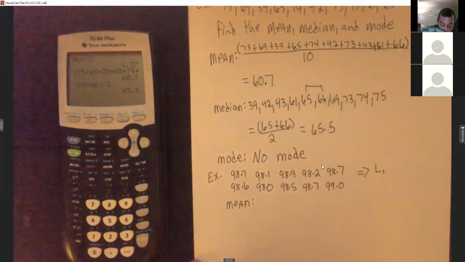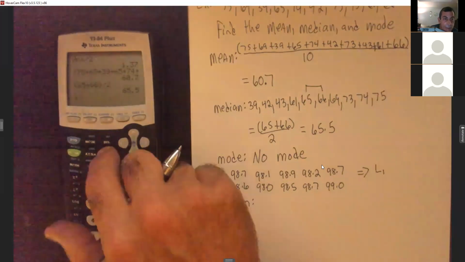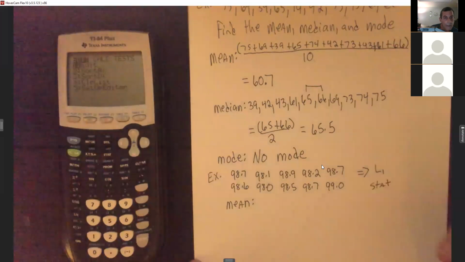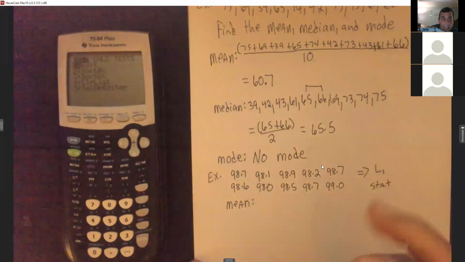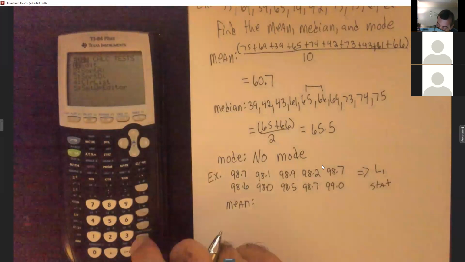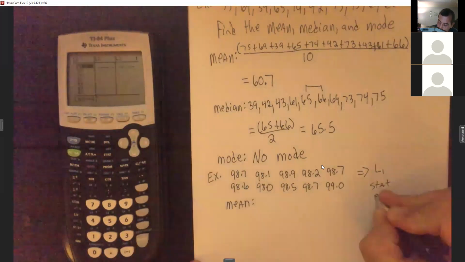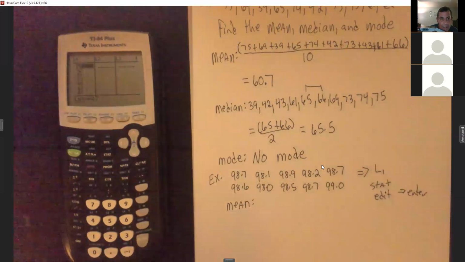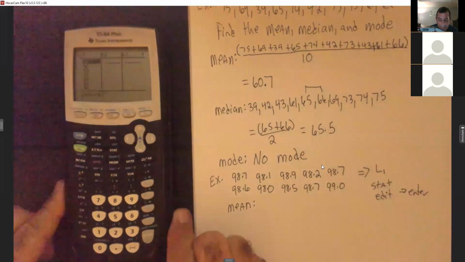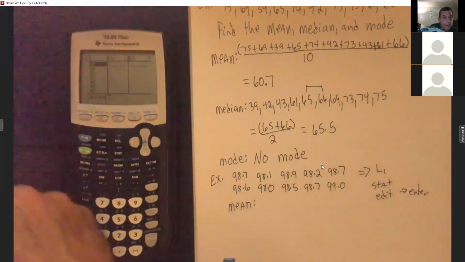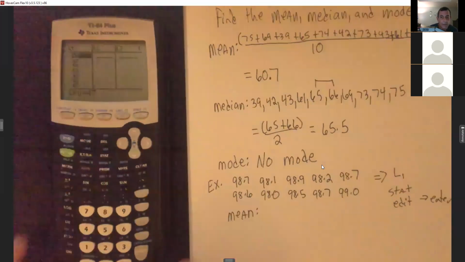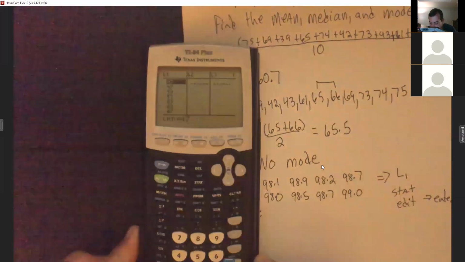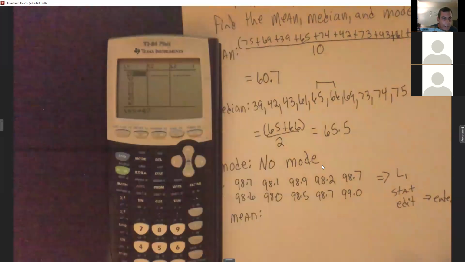So to do that, you hit the stat button. It's on edit, so I hit enter. That brings me up a L1 list here. My calculator's hard to see. Let me see if I can zoom in on that just a little. All right, so y'all might can see that.